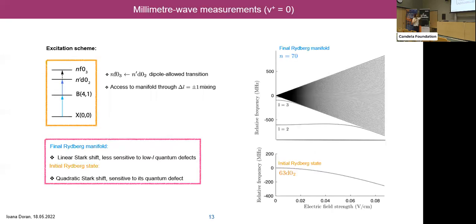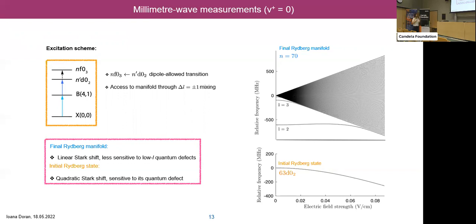Here, one needs to keep in mind that in the excitation scheme, compared to what I showed you before, where in the last step we went from the GK state to the F Rydberg series, now we go from a D state, so from another high-n Rydberg state. The transition D to F is the dipole allowed transition, and we can get access to the manifold through the delta L plus minus 1 mixing as explained before.